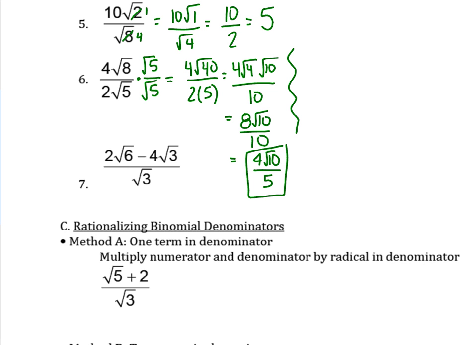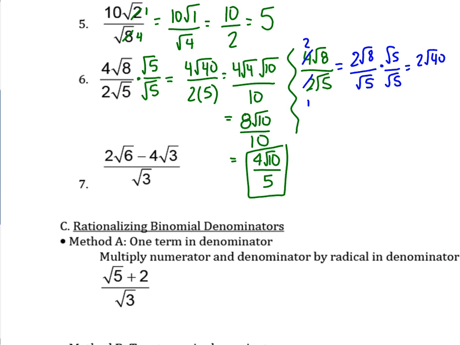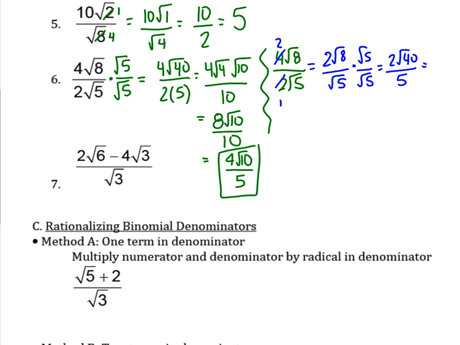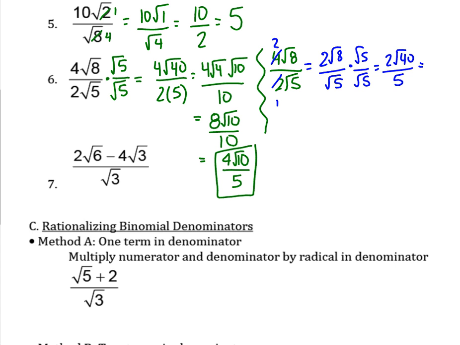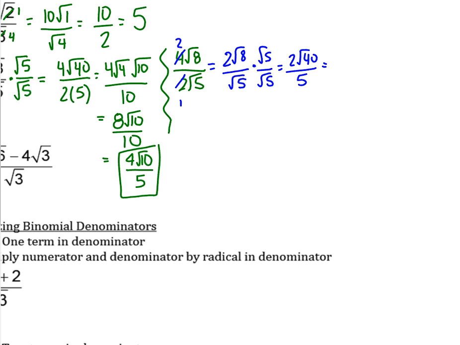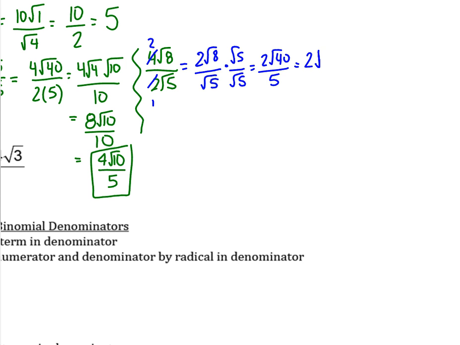What if I simplified first? What could you simplify here? The 4 and the 2, right? So if we simplified the 4 and the 2, this changes to 2 and 1. Multiply top and bottom still by root 5. It's 2 root 40 over 5. Okay, so really, whether you simplify first or you simplify later, it's all good. Just make sure to simplify at some point. 4 times 10. I find I like to keep my numbers smaller instead of bigger.